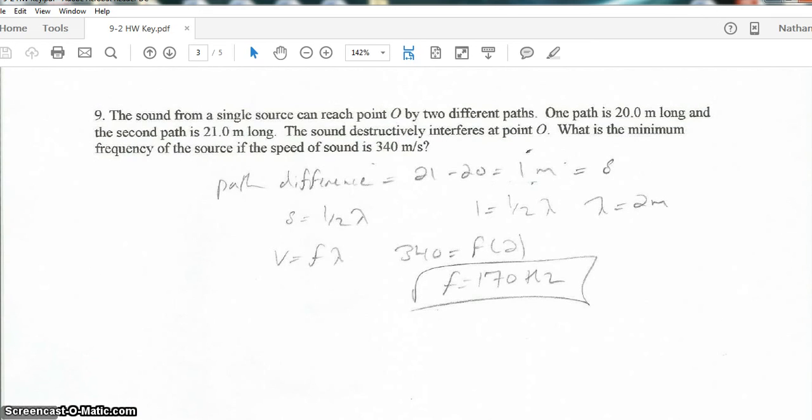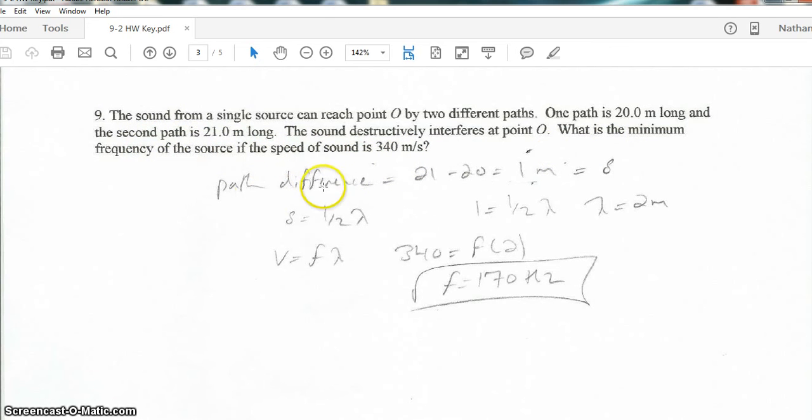So anyway, question 9 here, right? Also a good question for focusing on the difference between constructive and destructive interference. The sound from a single source can reach a point O by 2 different paths. One path is 20 meters long, the second path is 21 meters long. The sound destructively interferes at that point. What is the minimum frequency of the source if the speed of sound is 340?